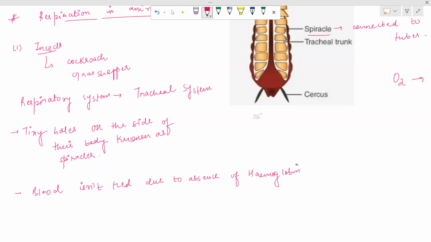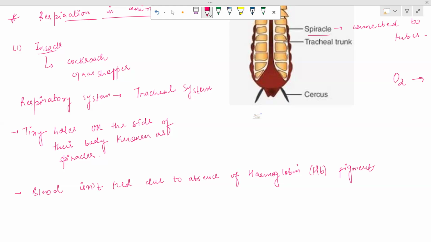Do you know what's the short form of hemoglobin? I forgot, ma'am. Saad, any idea? HB. Okay, Hb is the short form for hemoglobin, the standardized form. So blood is not red in color because it does not contain the hemoglobin pigment, and this is only responsible for providing red color to the animals.